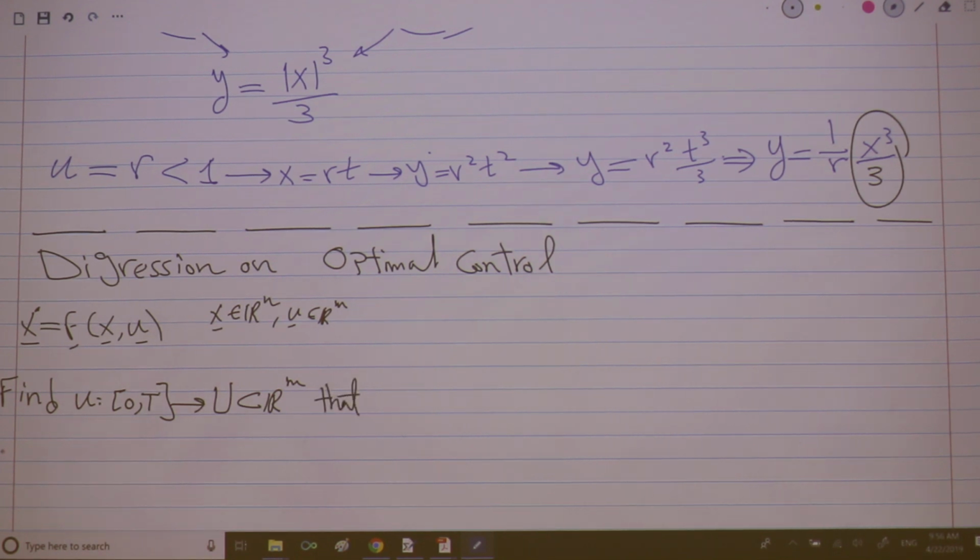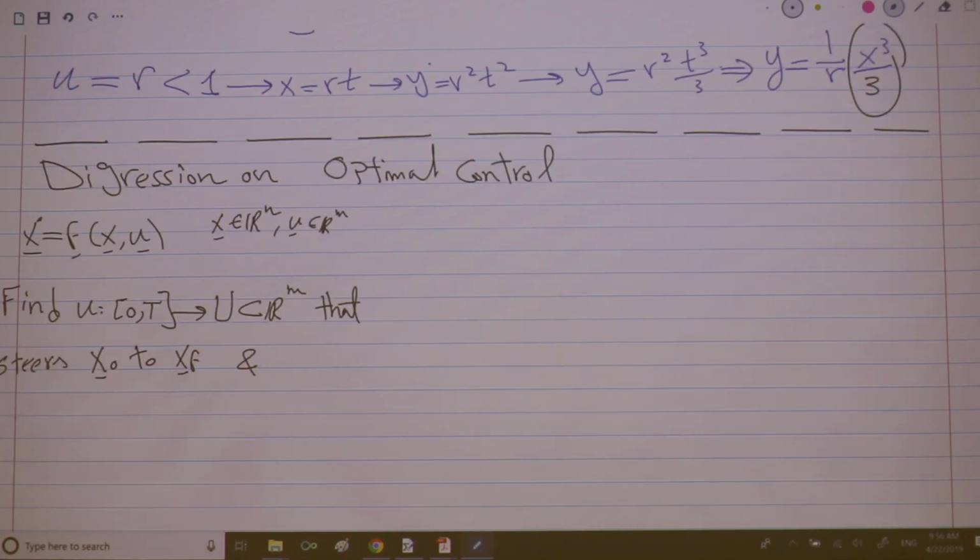That steers your system from x naught, some given initial condition, to some given final condition, and minimizes some cost function, the integral from 0 to t of f naught, any generic function of x and u, dt. Let's be a little bit more precise. This is f naught of x of t, u of t, dt. Knowing that these can be free.